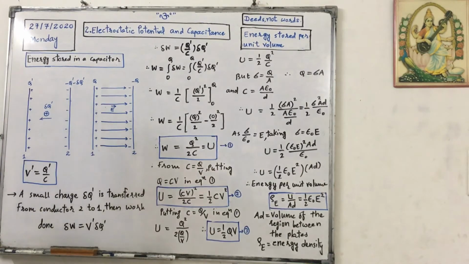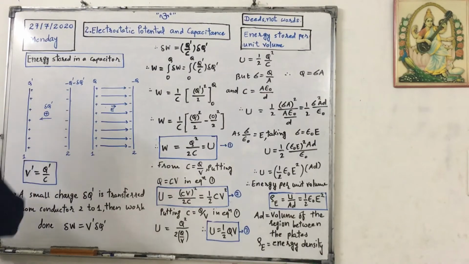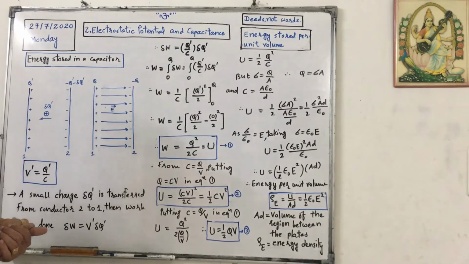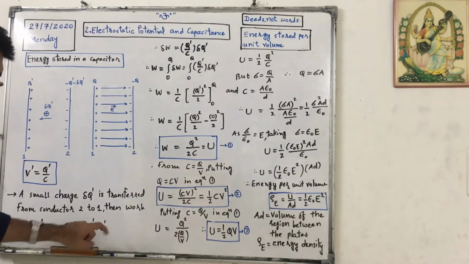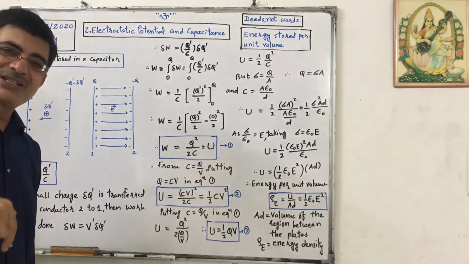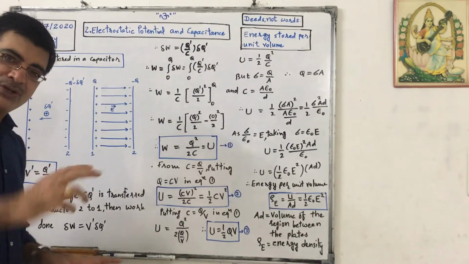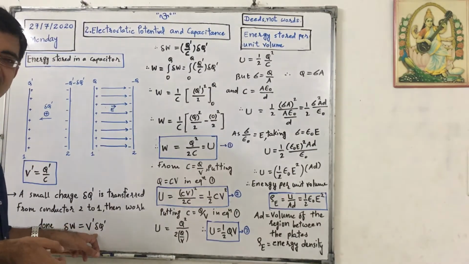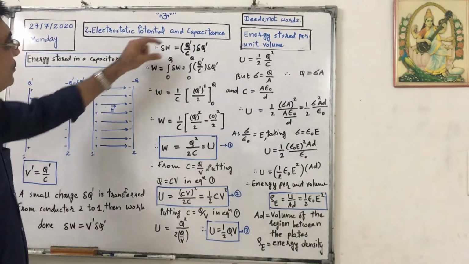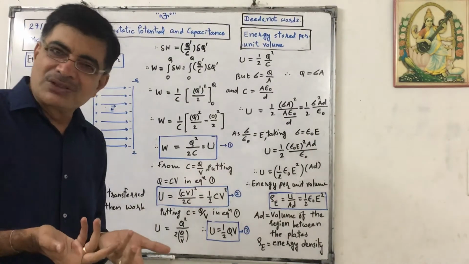Now if I want to send a delta Q dash charge from plate 2 to plate 1, the work will be equal to V dash into delta Q dash. How? We know that potential difference equals work upon charge, work per unit charge. So work will be equal to potential difference into charge. But V dash equals Q dash by C. So dW equals Q dash by C into delta Q dash. Now I have to just integrate to find total work.